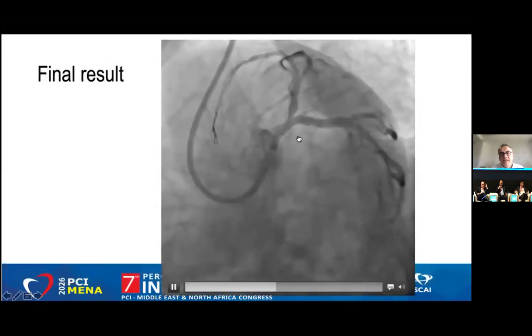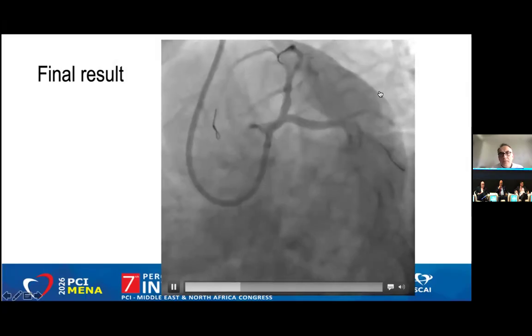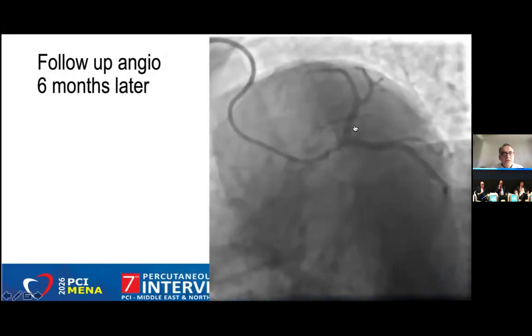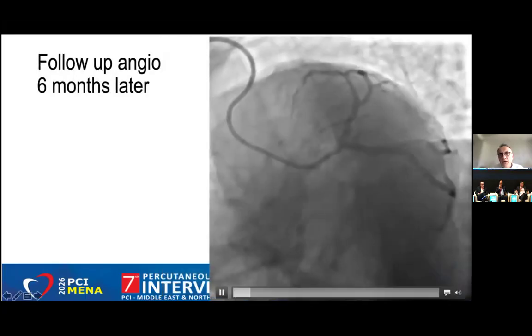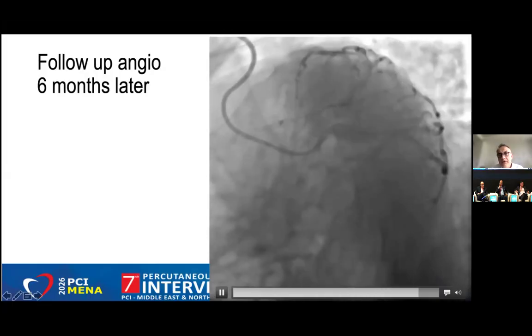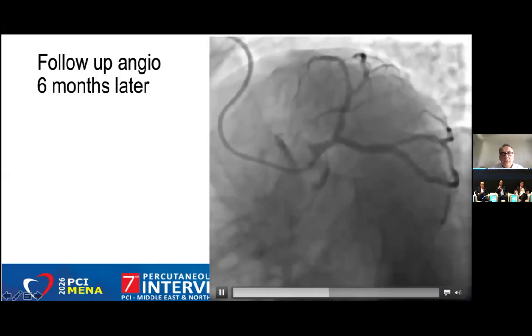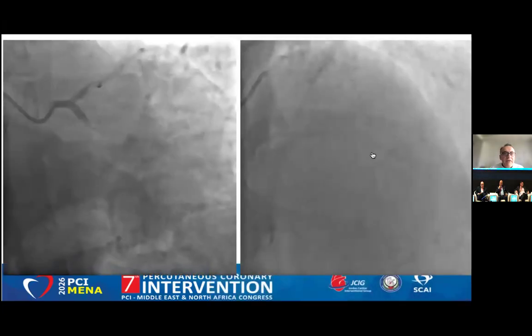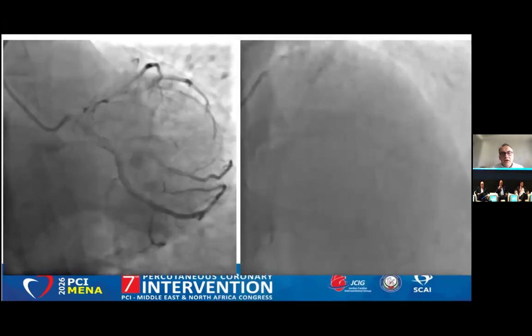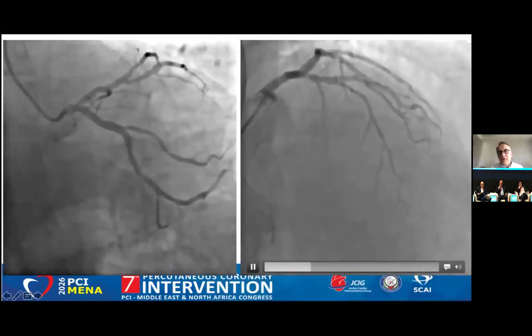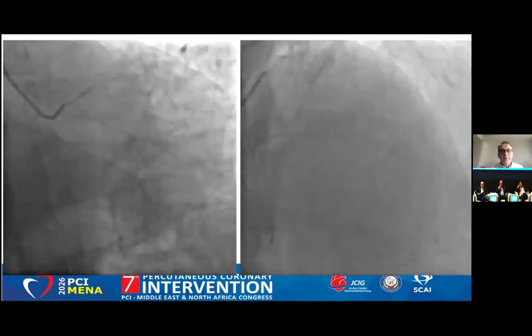This is the final result. Looks not bad, but after 6 months, we still have a nice result. We don't have any metal here now. We are happy about the result, actually.